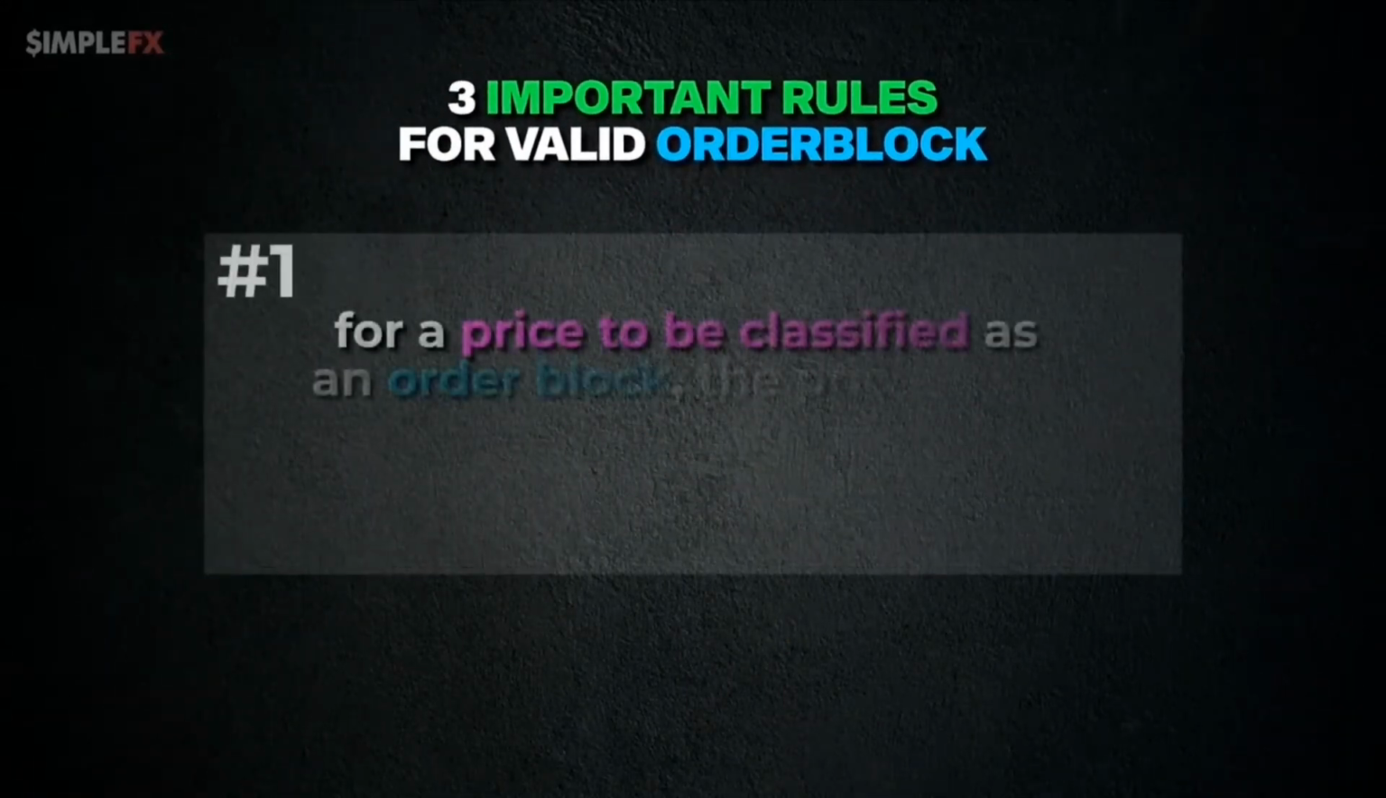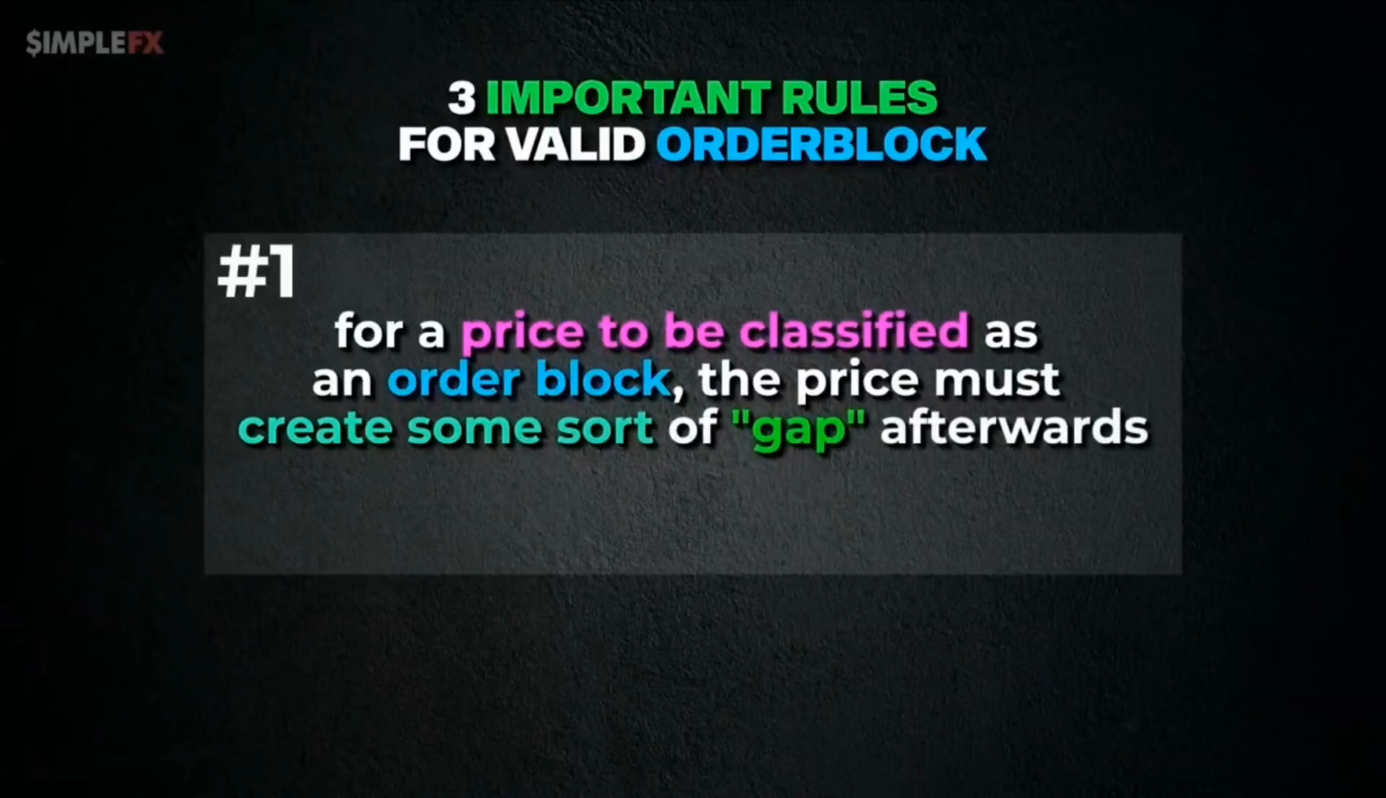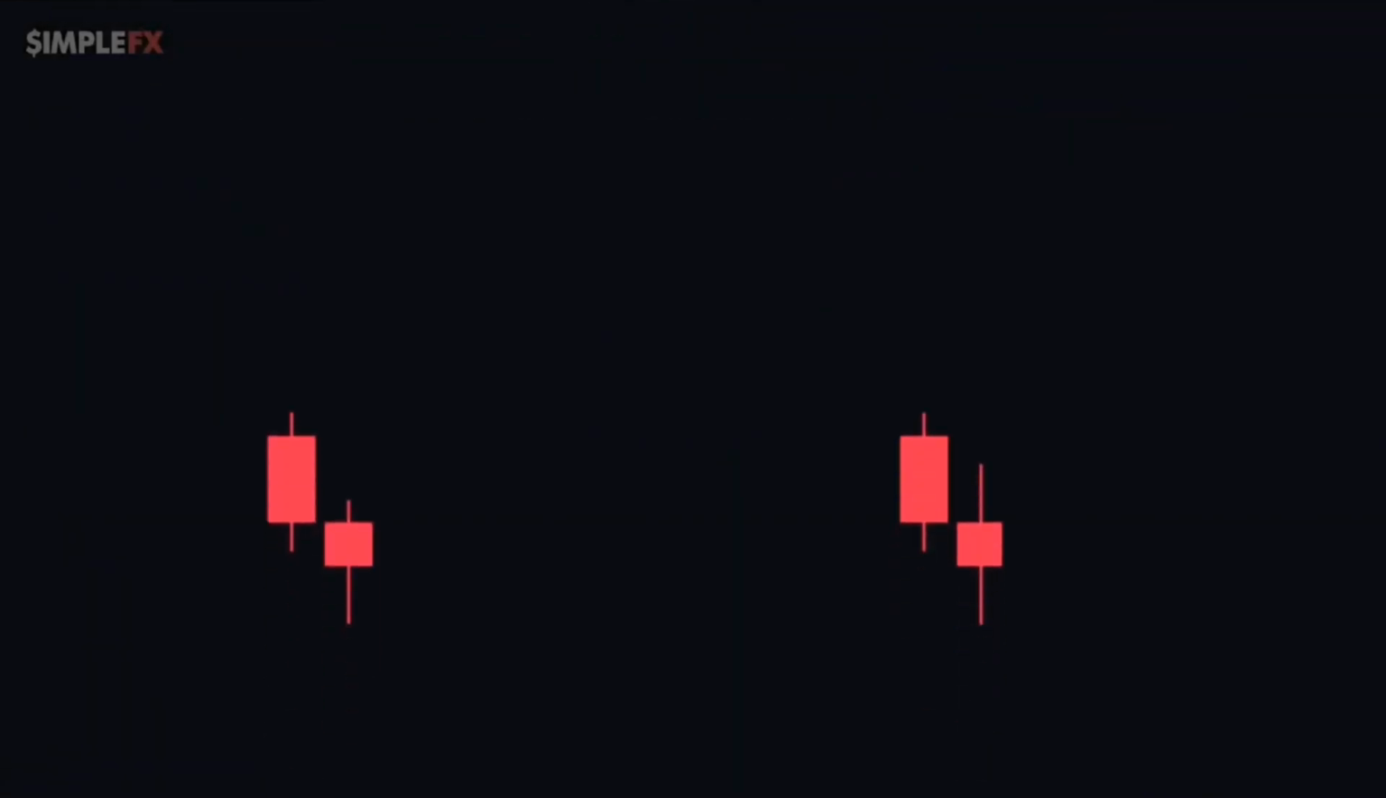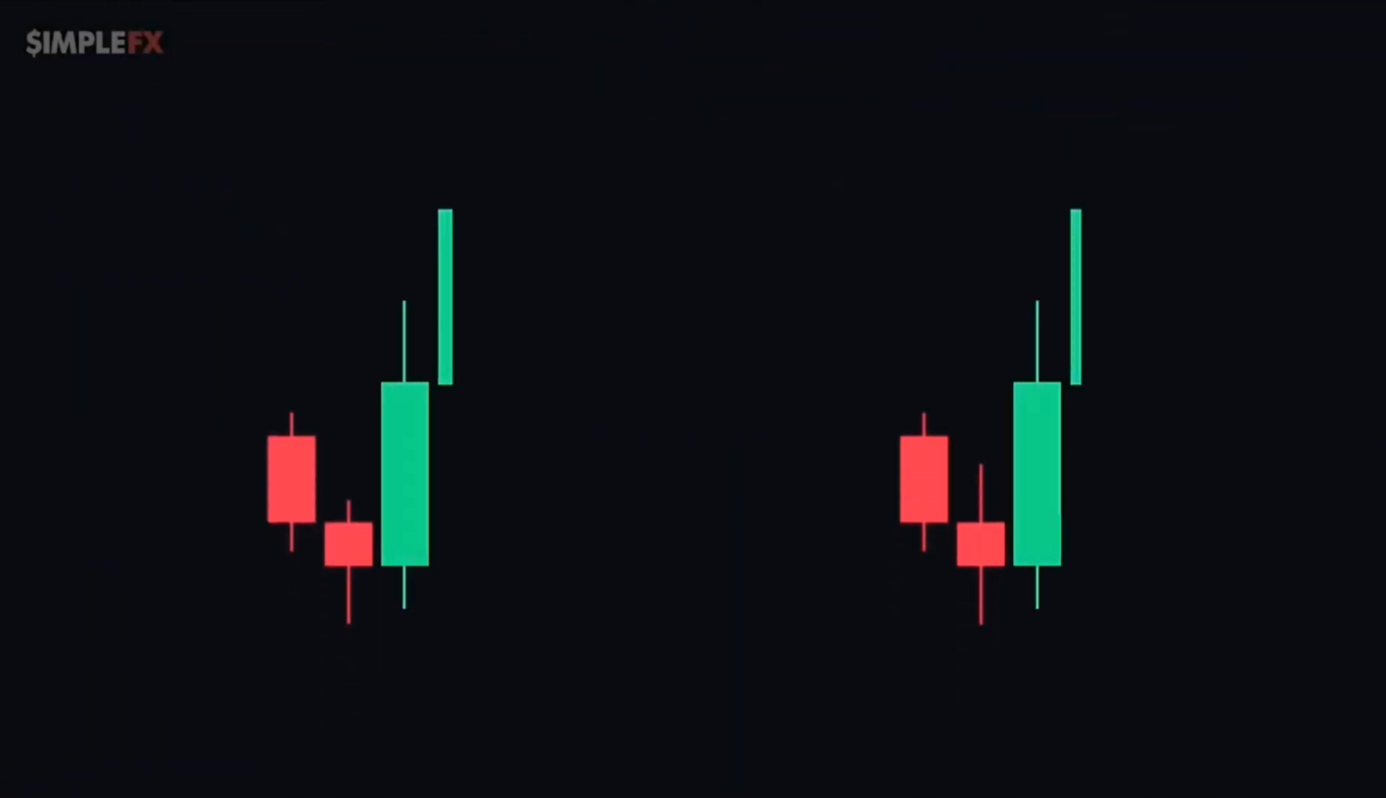Rule number 1. For a price to be classified as an order block, it must create some sort of gap afterward. This gap is what people refer to as inefficiency or imbalance. So, anytime you hear these terms, it simply means gap. Let's see an example so you can understand better. Here we have 2 similar price movements. Both moved upward significantly.